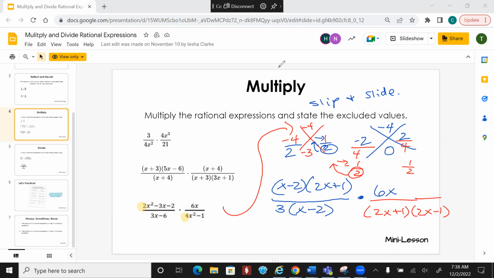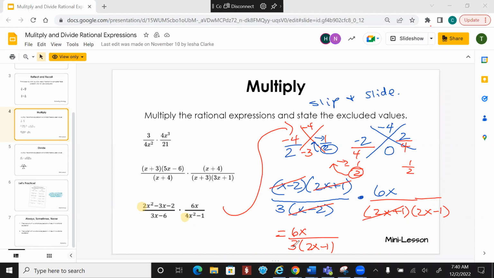I'm going to give you a second to finish writing that down, and then we'll talk. That we have repeats in the top and the bottom. So we're going to cancel out any repeats. And what we are left with is 6x divided by 3 times 2x minus 1.